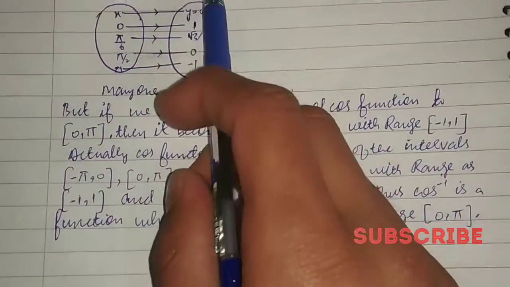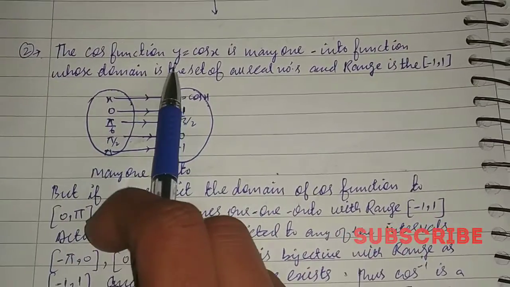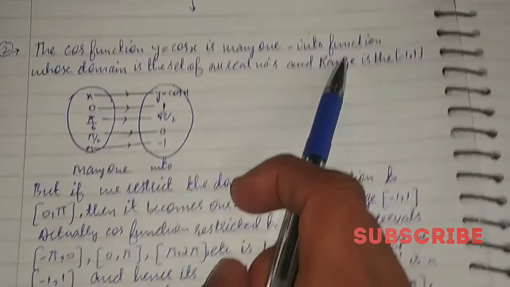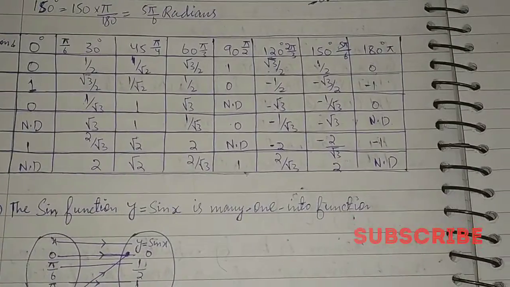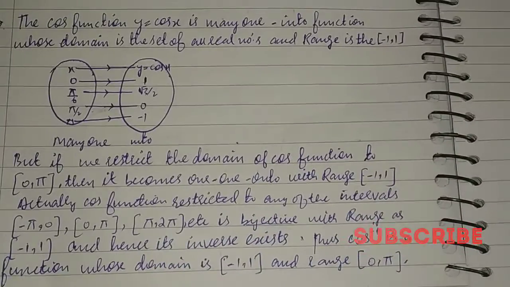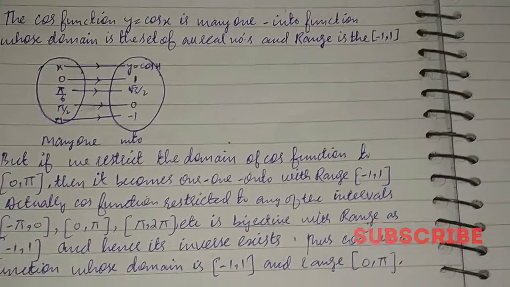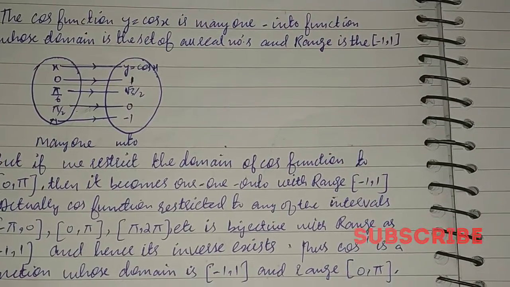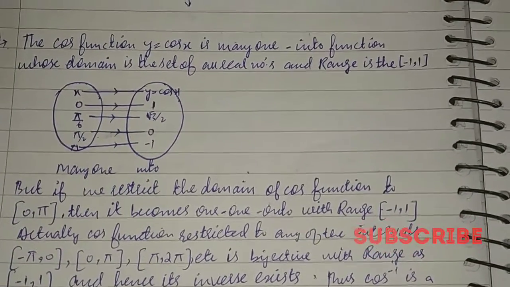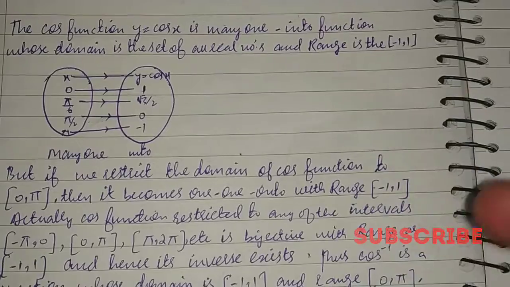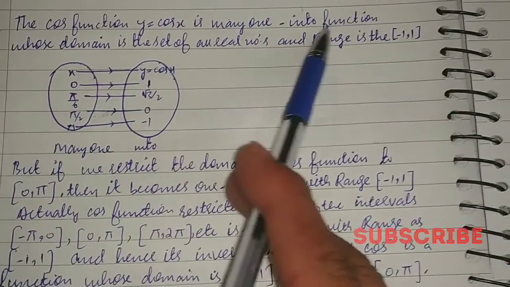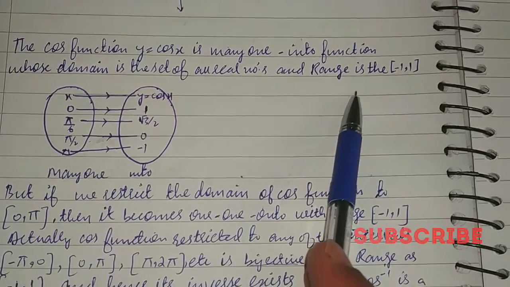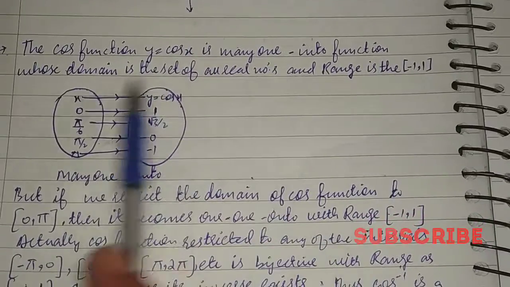Here the cos function, y is equal to cos x, is a many-one function. Students, we have to look into how we are able to find the inverses. It's only possible when we restrict the domains and make the function one-one and onto. Only after that are we able to find the inverse of that function. Similarly here it's a many-one and into function. As in the previous video I defined what many-one and into are, so you will understand it quite easily.